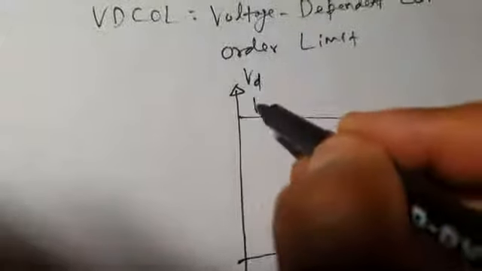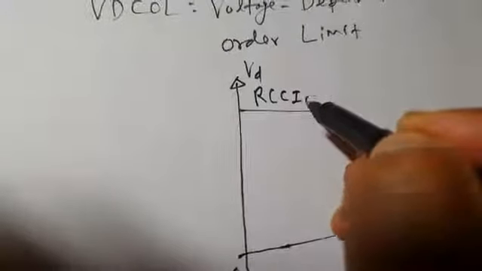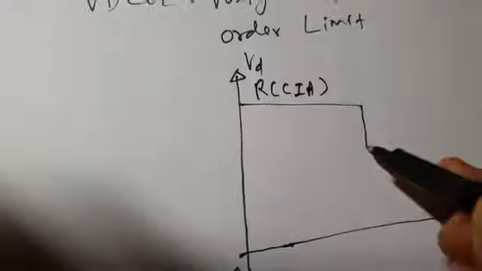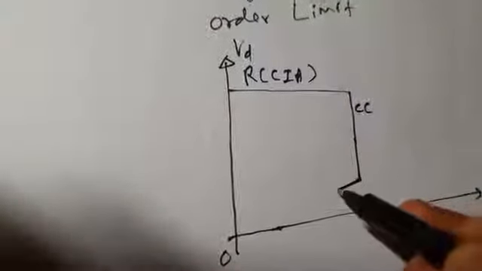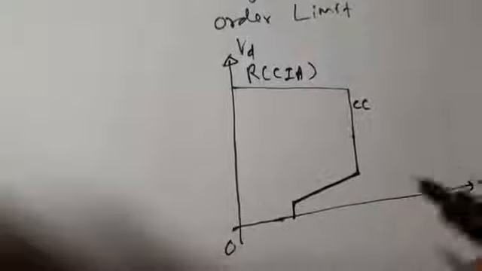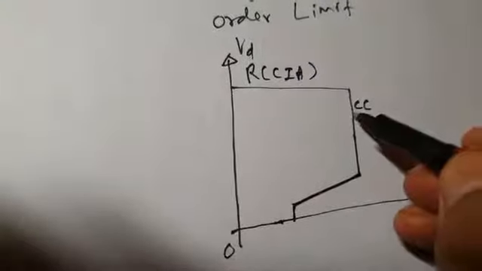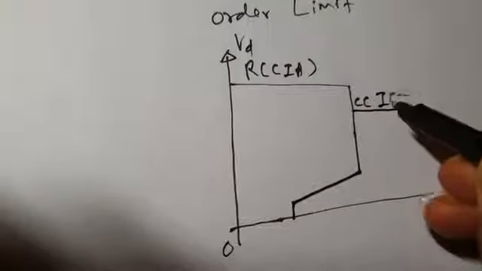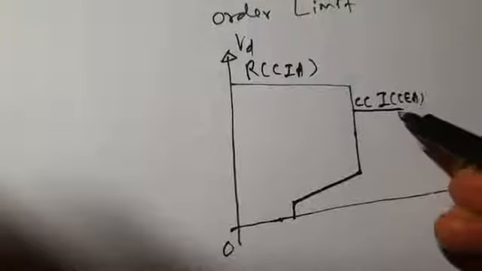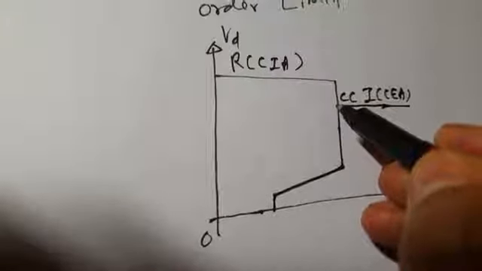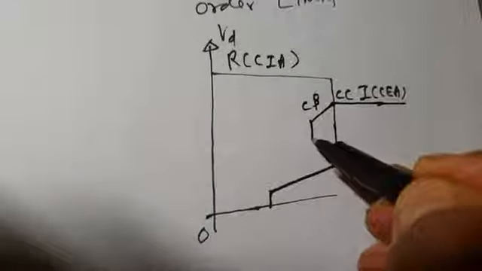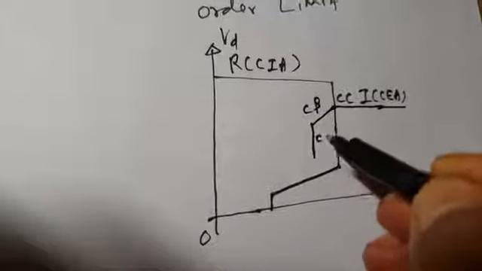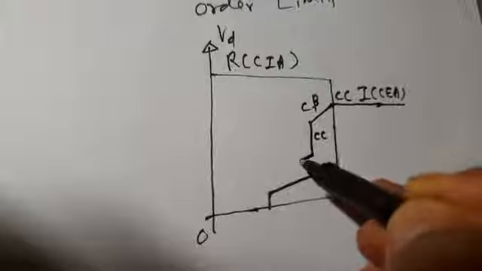This is the rectifier characteristic with CIA and CC. This is CC, and then this is VDCOL. This is the inverter characteristic with CEA, and then constant beta control, C beta, CC, and then VDCOL.